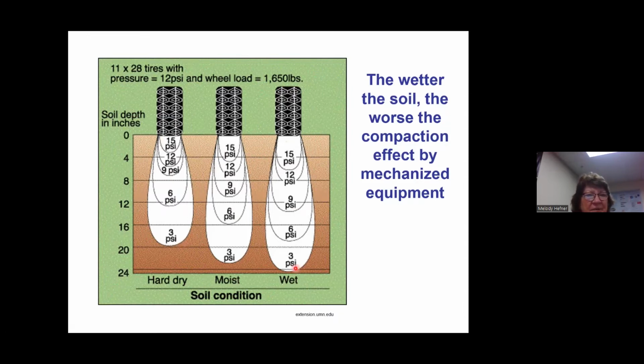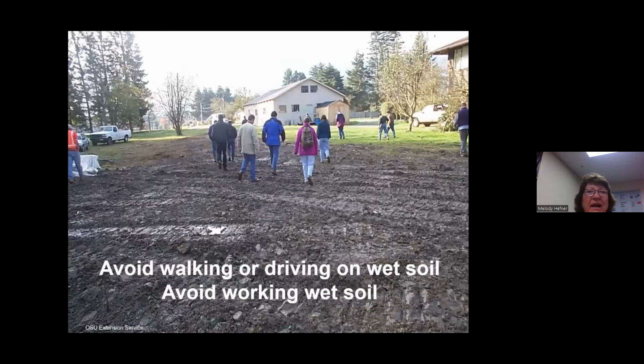And you can see that there was 3 PSI of pressure 24 inches down in that really wet soil. So the wetter the soil is, the worse the compaction can be. This picture always makes me cringe because they've driven heavy equipment over here and this soil is sopping wet, and they have just compacted it. It's going to take forever to get this soil back. So try to avoid walking or driving on very wet soil, and try to avoid working wet soil.